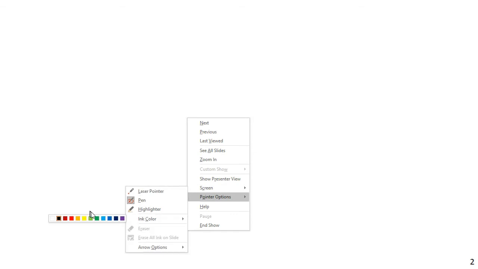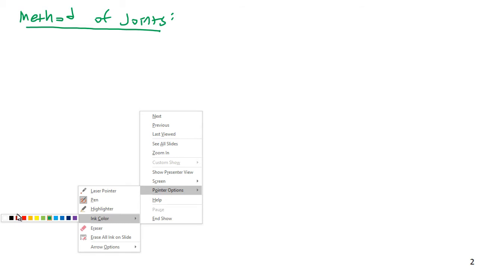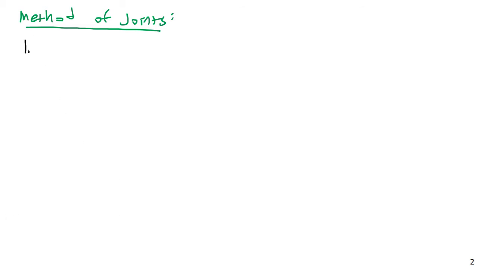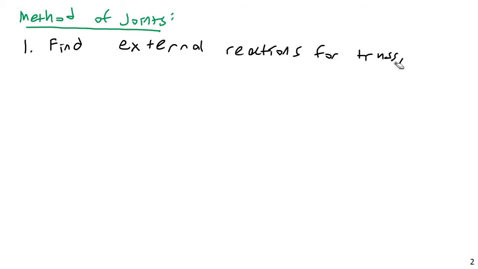All right, so looking along, method of joints. Let us discuss this. The basic method is as follows. One, we'll try to find the external reactions if we can. At least for a statically determinate truss, we'll use this method. Find external reactions for the truss, treating the entire truss as a single rigid body.